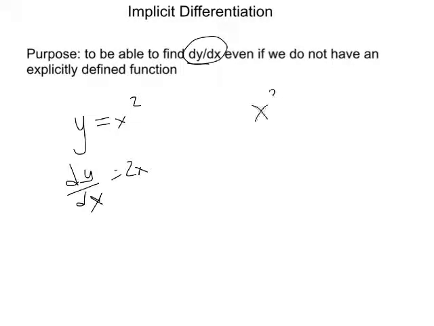So we move on now to the topic of implicit differentiation. The purpose of this video and this process is to be able to find dy/dx, to be able to find the slope of the tangent line, even if we don't have an explicitly defined function. So even if we don't have y equals x squared, where we could just say, hey, cool, dy/dx is 2x, even if we don't have an explicitly defined function like this, we want to be able to find dy/dx. We want to be able to find the slope of the tangent line, even if we're dealing with something like the equation of a circle.